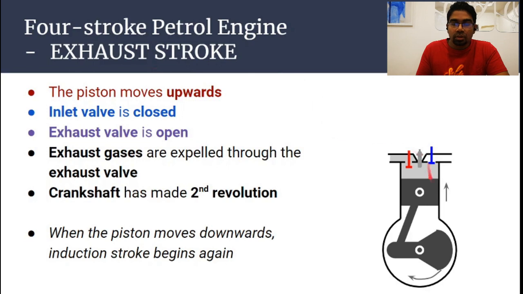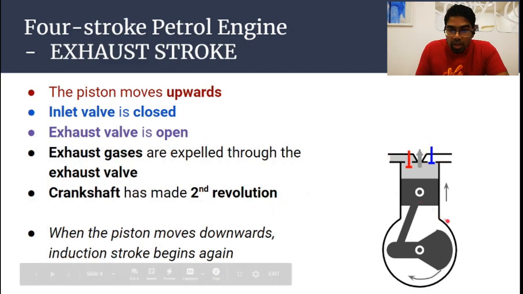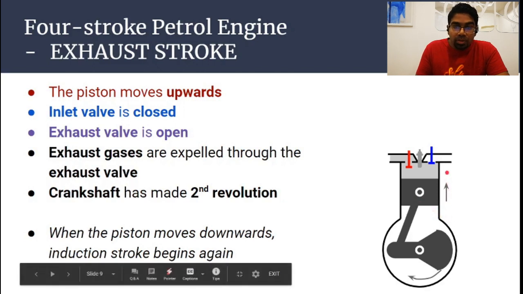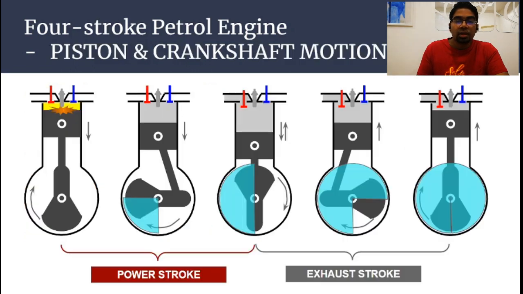Now in the exhaust stroke, the piston is moving upwards. The function of the exhaust stroke is to get rid of all the exhaust gases in the engine. So the exhaust valve will be open to expel all the exhaust gases. The inlet valve remains closed. Okay, so by this time the crankshaft has made the second revolution already. So when the piston reaches the top, then the whole cycle begins again. We go back to the induction stroke again.